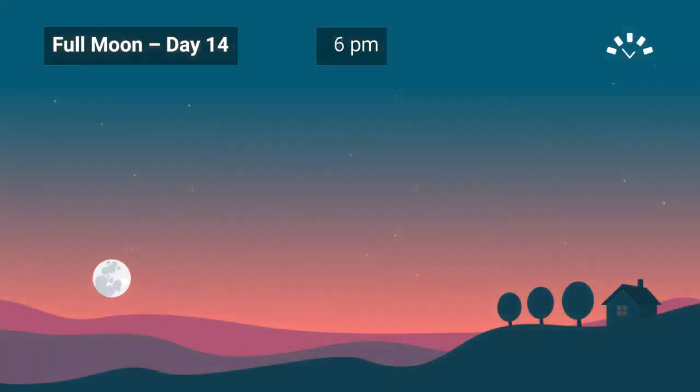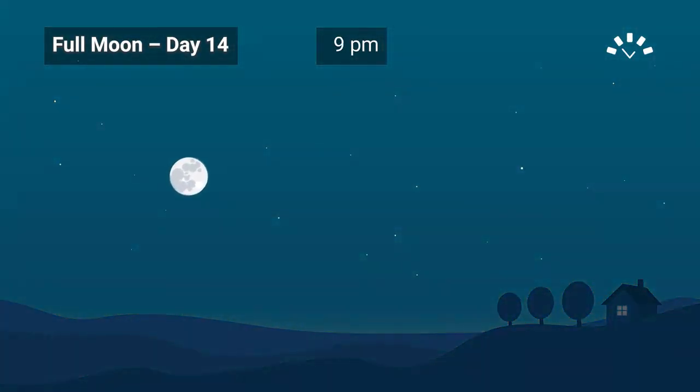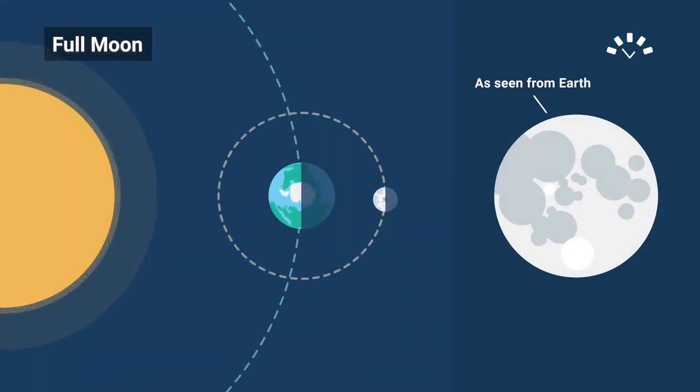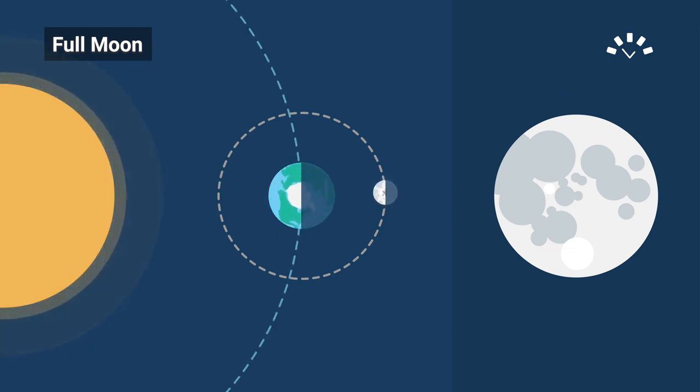About 2 weeks after new moon, it's rising at sunset. Full moon is the only phase where the moon is up for the whole night. The moon is now on the opposite side of the Earth to the sun, and the side facing us is completely lit up. This is the halfway point of the lunar month, and the moon continues to rise later and later.